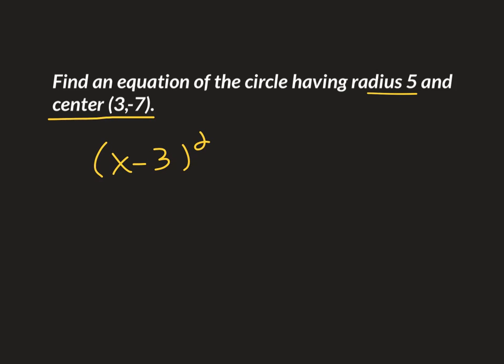So I'm going to put in (x minus 3) squared in a parentheses. Same thing with the y, but I'm going to put a plus 7 because it's opposite. I set that parentheses. The radius is 5, so on the right side of the equation, I put 5 squared. Everybody knows 5 squared is 25. There it is. That's all you have to do. Really no work there because they told you everything you needed.